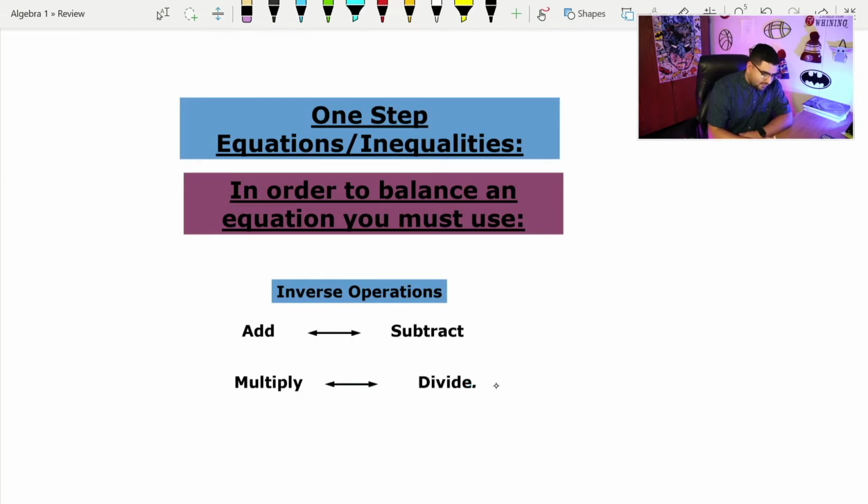There's basically just four types of one-step equations that you can see, and we're going to go ahead and cover them all. So let's just jump straight into examples. Here we go.